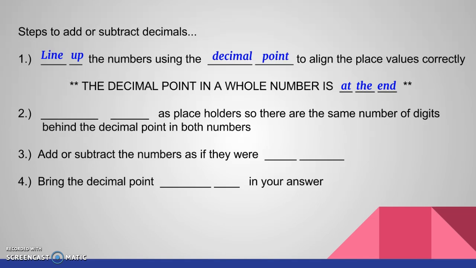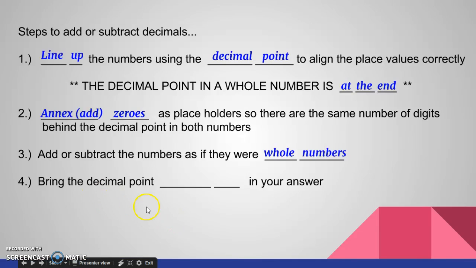The second step is to annex or add zeros as placeholders so that there are the same number of digits behind the decimal point in both numbers. After we annex the zeros, we have our problem lined up. We're just going to add or subtract the numbers as if they were regular old whole numbers. There's nothing different. And then what we have to do to figure out where our decimal goes is bring the decimal point straight down in your answer.